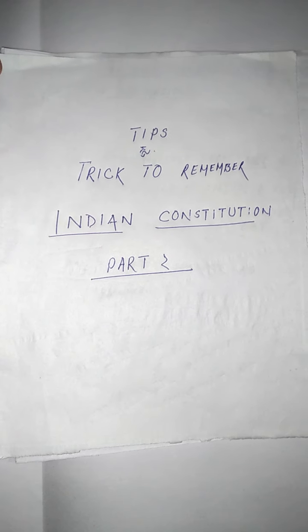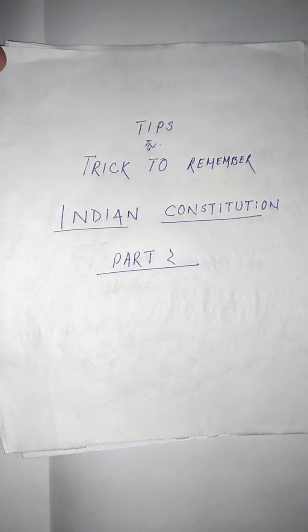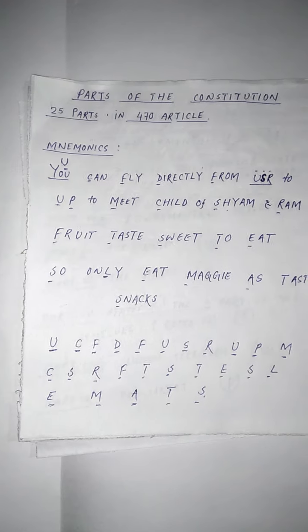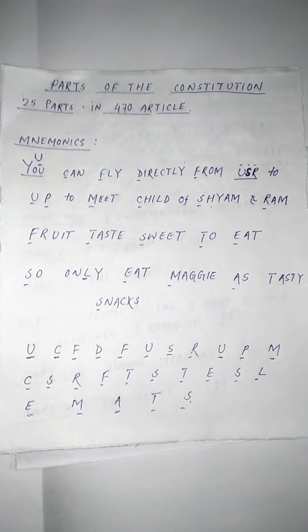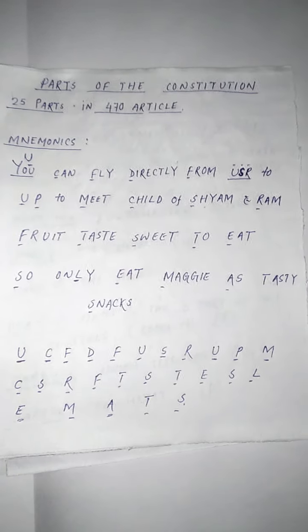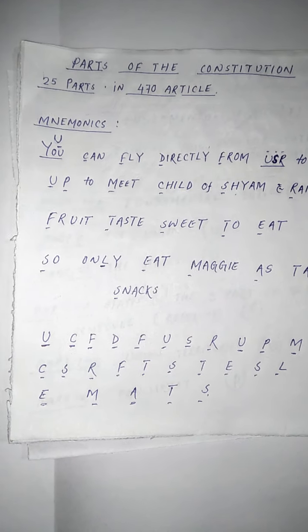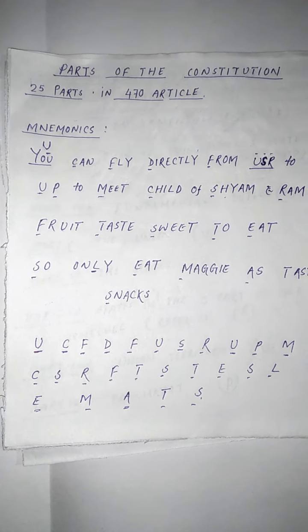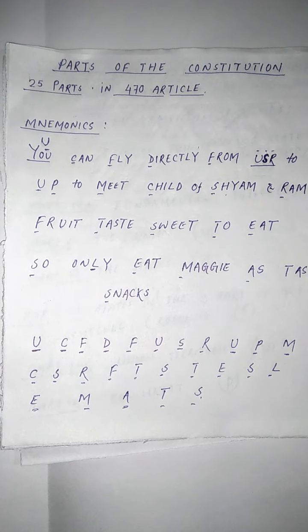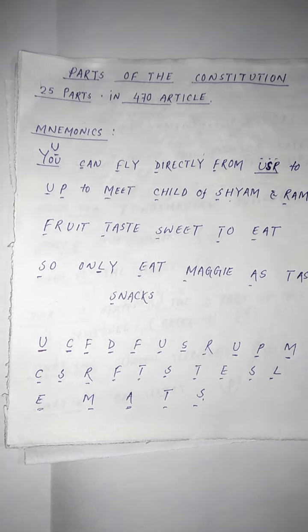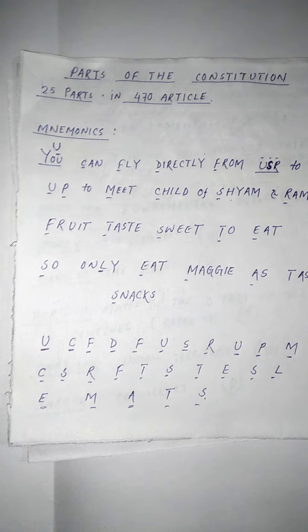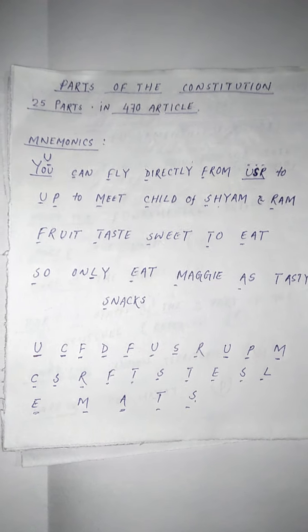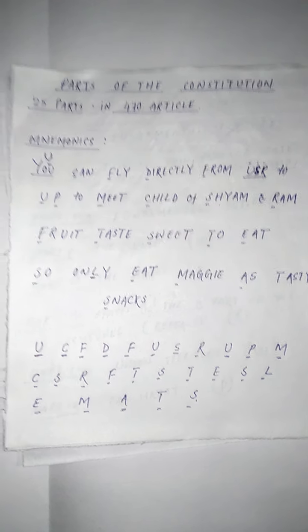We are going to discuss the second part of the Indian Constitution, that is parts. If you want to go for the schedules, you can check my first video about the schedules of the Constitution. Here we are going to discuss the parts of the Constitution, that is 25 parts in 470 articles, and in the same way we are going to discuss mnemonics, how to remember the parts of the Constitution.